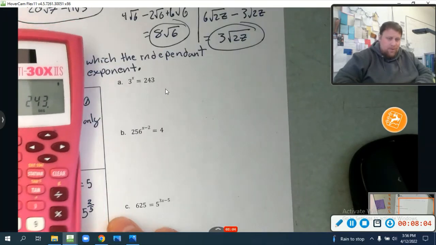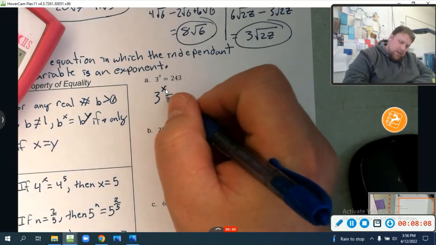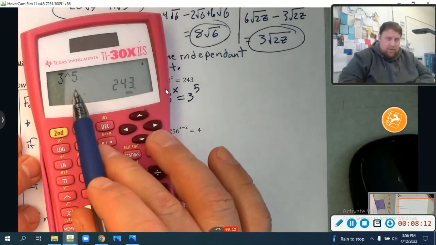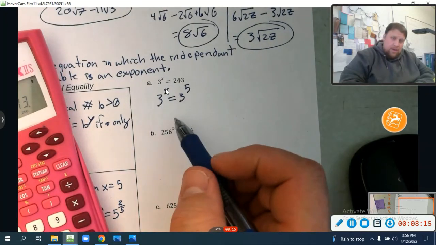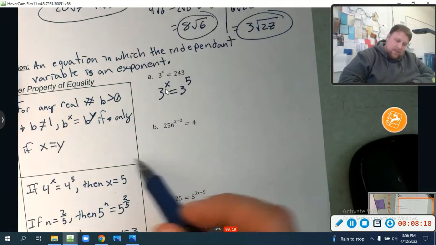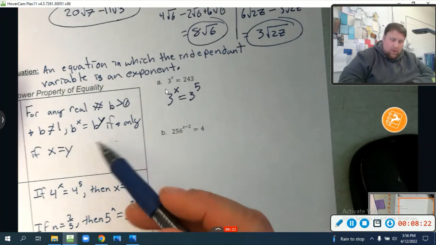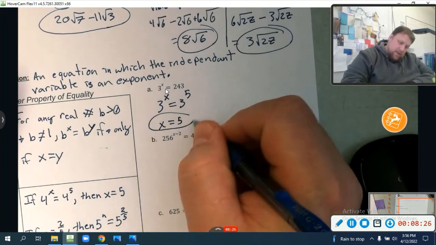243. So then I know I can rewrite this as 3 to the x power equals 3 to the 5th power. Why? Because I just did it on my calculator. 3 to the 5th power is 243. So now we have this exact situation where if b to the x equals b to the y, then x equals y. So I can now say x equals 5. Boom. That's a really simplified version of this.